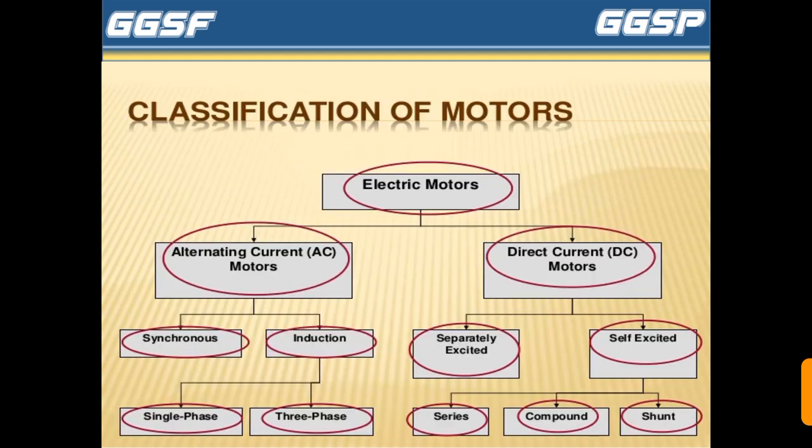Now, classification of motors. Electric motors are classified into two types: alternating current motors, that is AC, and direct current motors, that is DC. In AC motors there are two types: synchronous motor and induction motor. In induction motors there are two types: single phase motor and three phase motor. Direct current motors are classified into two types: separately excited and self-excited. In self-excited, there are three types of motor: series motor, compound motor and shunt motor.